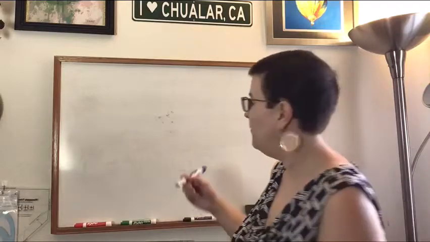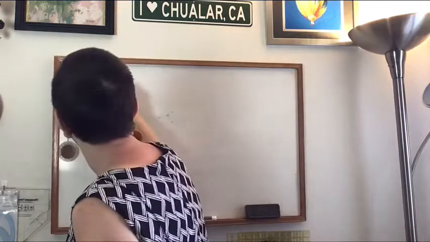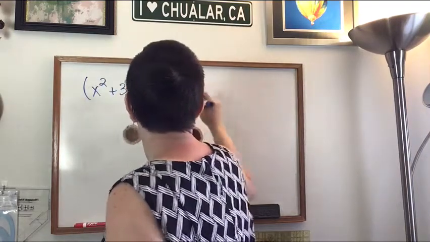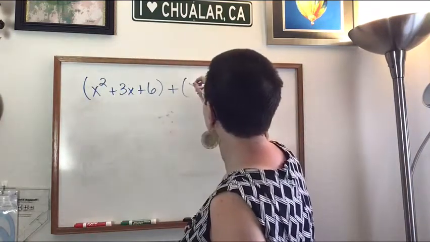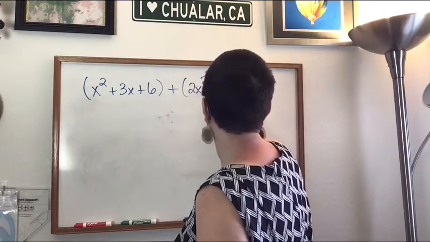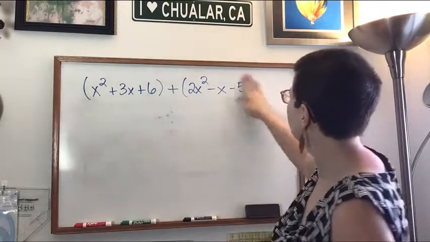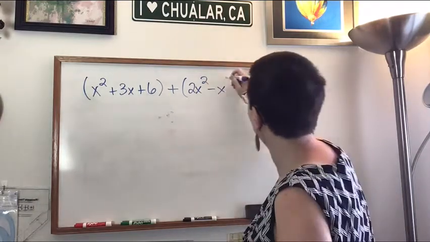All right. Let's say I've got x squared plus 3x plus 6 plus 2x squared minus x minus 5. Oh, I was going to leave off. Just kidding. We'll do it like that.